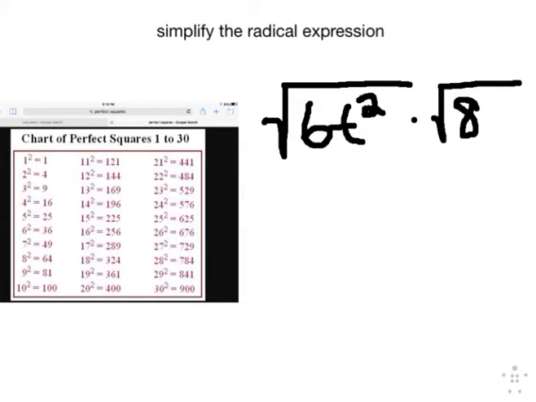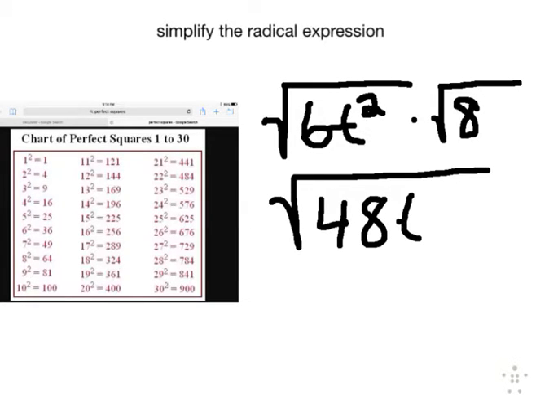Let's try another example here. So we're going to first multiply our two numbers together, and that will give us 48. And then we have a t squared here, but we don't have a t there. So we're just going to keep this as t squared, because 2 and 0 would make 2. So first we're going to try to find the perfect square of 48. And if we notice in our chart, it is not on there, as it will be in between 36 and 49. So we're going to start out with 48.